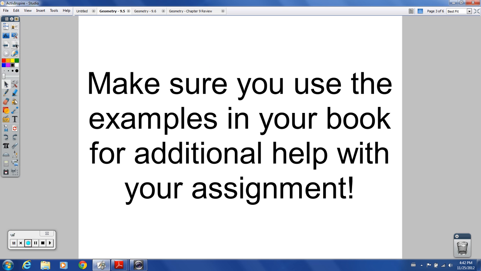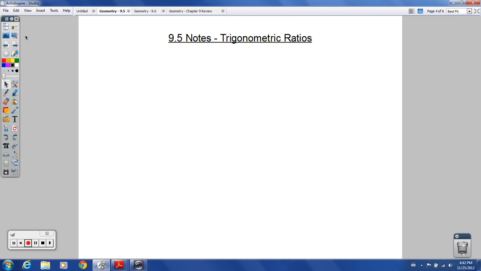Very practical stuff. There are 7 more examples in your book. I'm just going to do a couple here, but make sure you check out those extra examples. I may even bring them up down here. I've got them in an electronic version down here. So first of all, let's define what these things are.